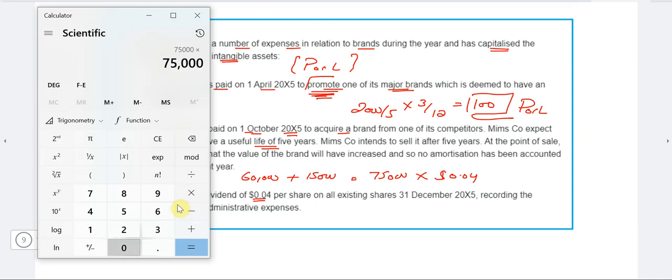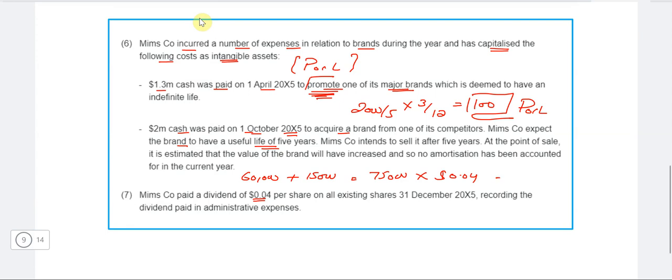75,000 into 0.04 gives you 3,000. Now this 3,000 should be deducted from the retained earnings. Per share on all existing shares, they recorded the dividend paid in administrative expenses. This is not the expense of the company. Dividend is the distribution of profit, so it should be deducted from the retained earnings.